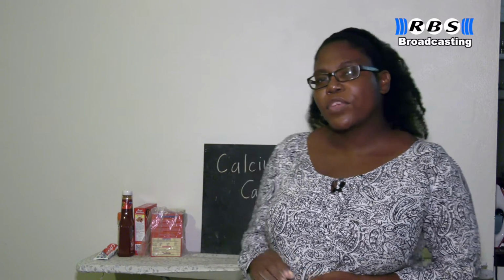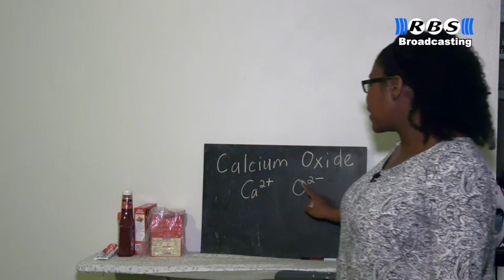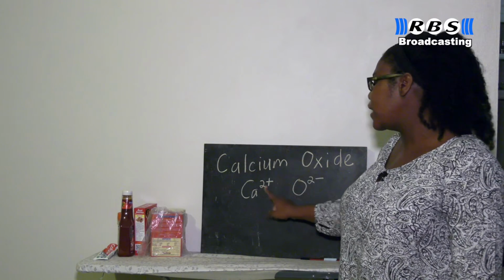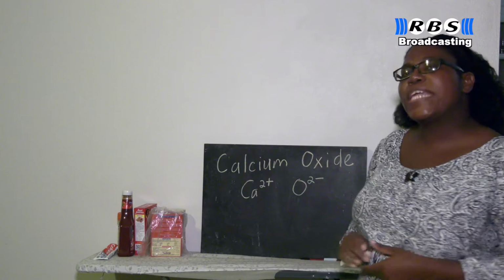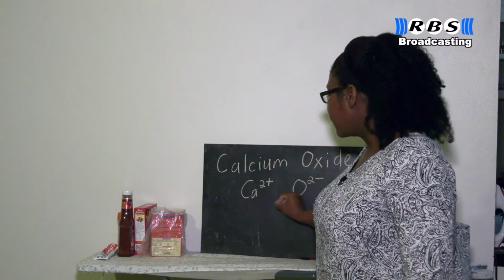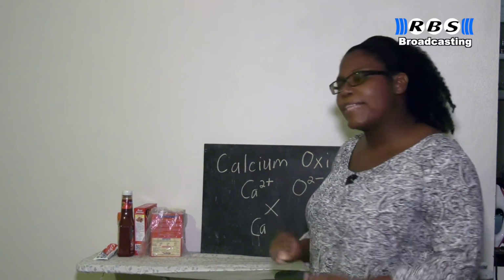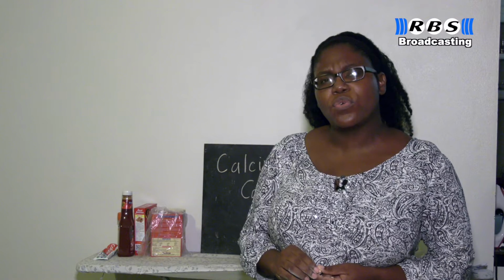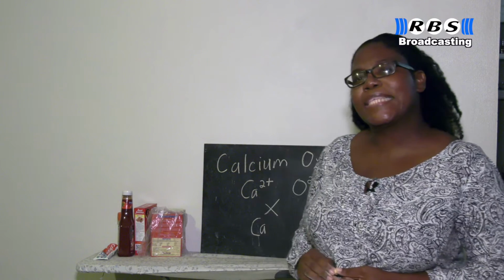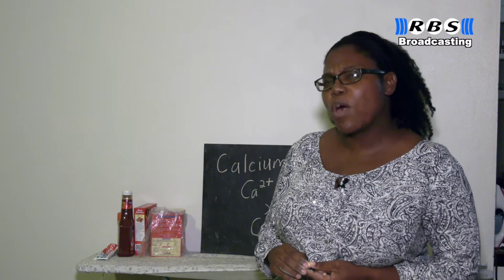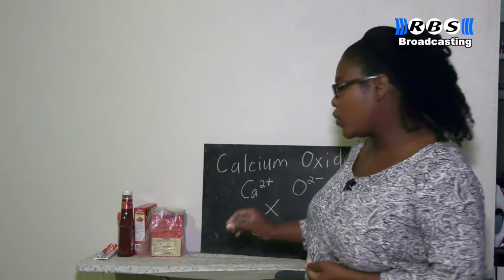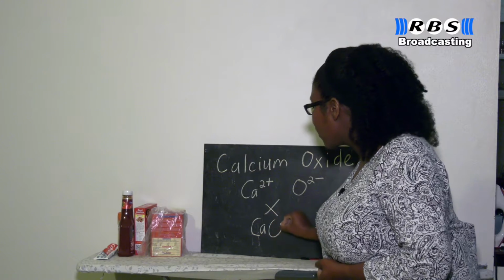Based on our tip, remember, both of these charges have the same number. Both of them have the number 2. So we can simplify the formula. So instead of writing Ca2O2, we can simplify that formula to Ca1O1. But we do not write the number 1. So the formula is CaO.